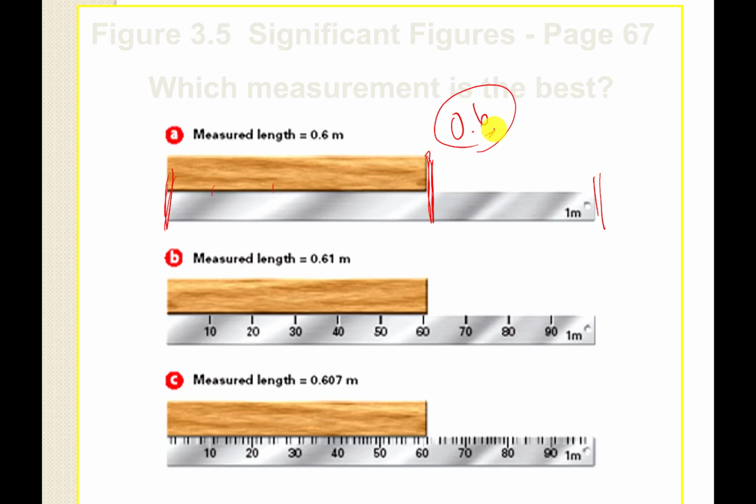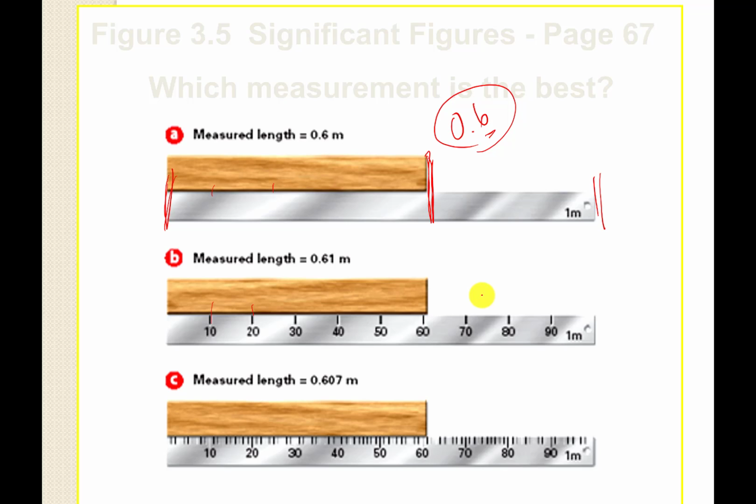Okay, in this next one, we have more precision in this ruler because now we've marked off the tenths places. We've got 10 centimeters, 20, 30, 40, 50, 60, 70, 80, 90, and 100. So our tenths are all marked off, and now we have some extra confidence in this case.